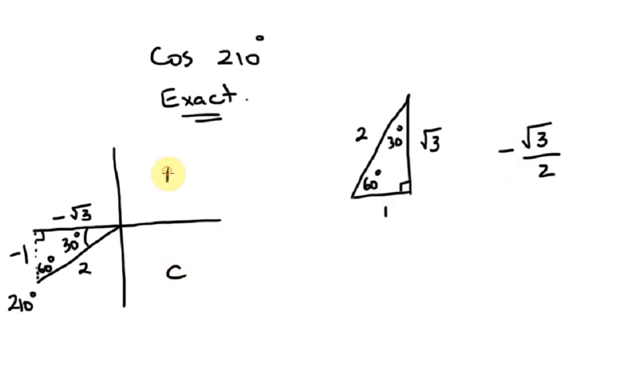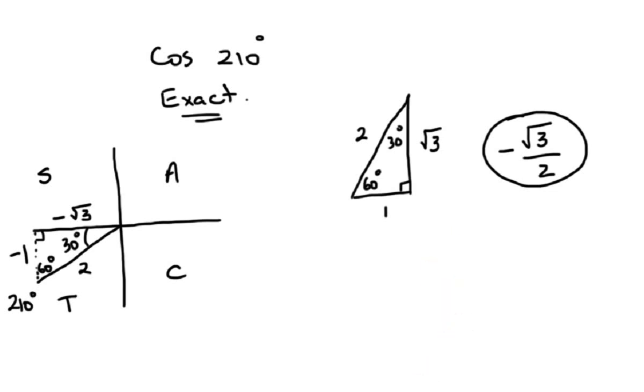Or, if you don't want to think that much, just use the cast rule. Cast rule says only tangent would be positive in this quadrant. So I could just do that and say, you know, I know it's going to be negative just because of the quadrant that we're in. So that's what the special triangles do for you.